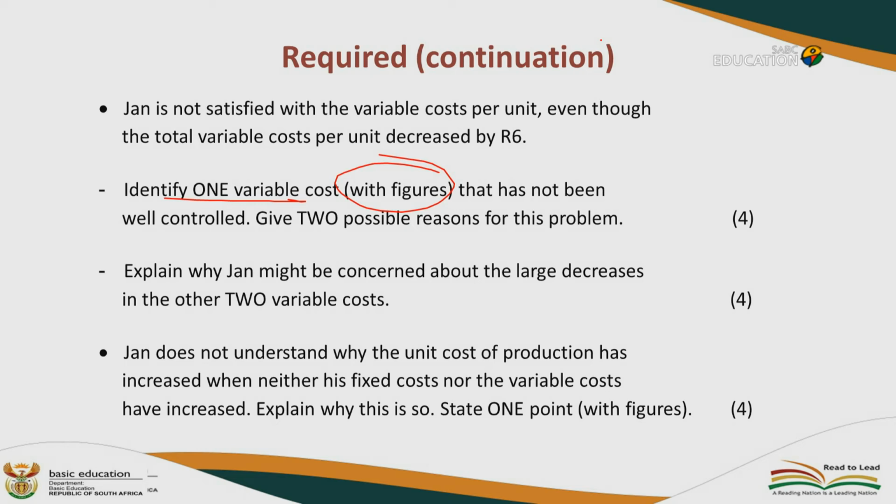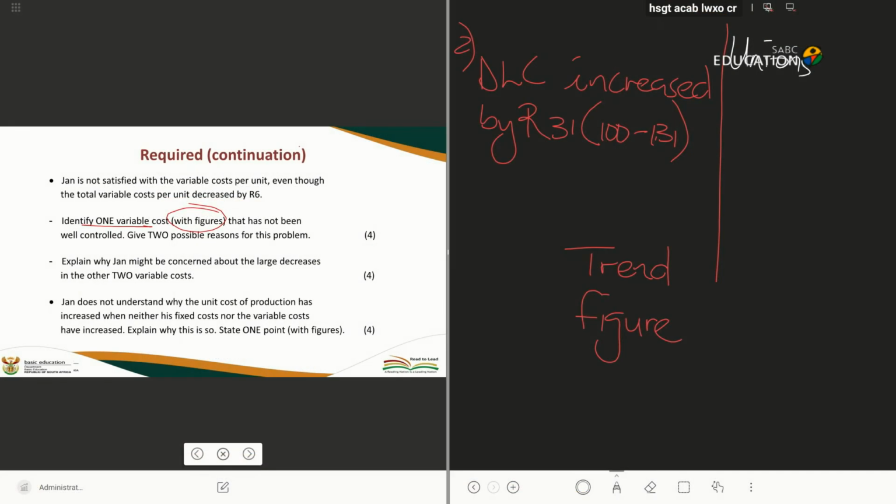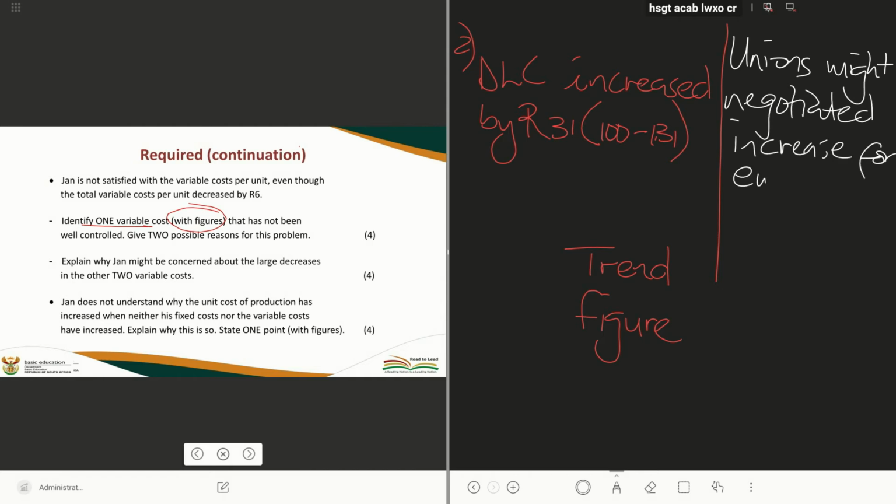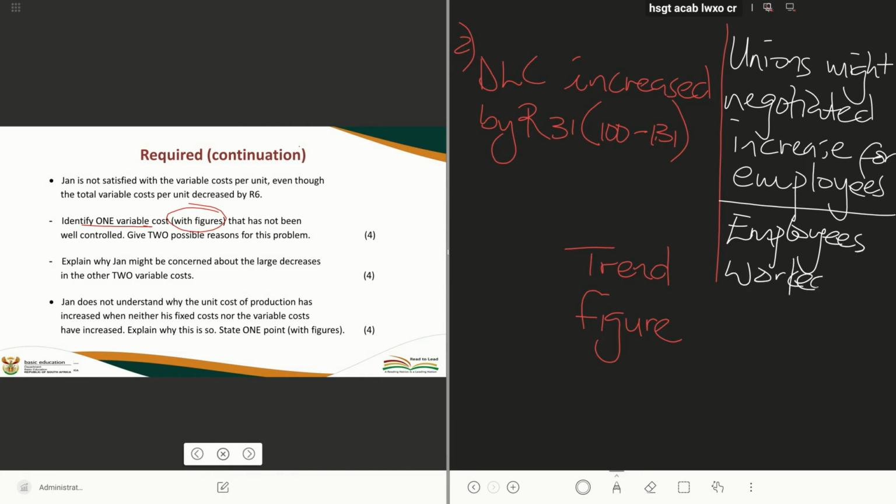So the union might have negotiated an increase for employees. Or someone can also say employees worked overtime. That might be one of the reasons.